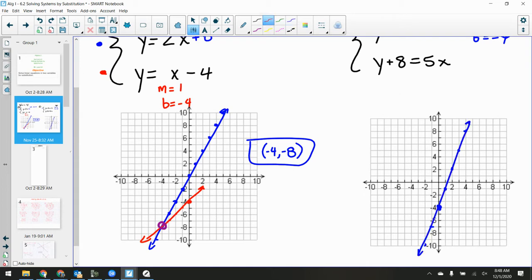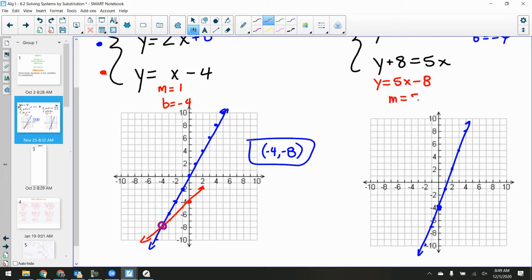Now, this second line. What do I have to do to it before I start graphing? Somebody tell me. Carson? Good. Move the 8 over to the other side, and subtract it over to the other side. So it's y is equal to 5x minus 8.